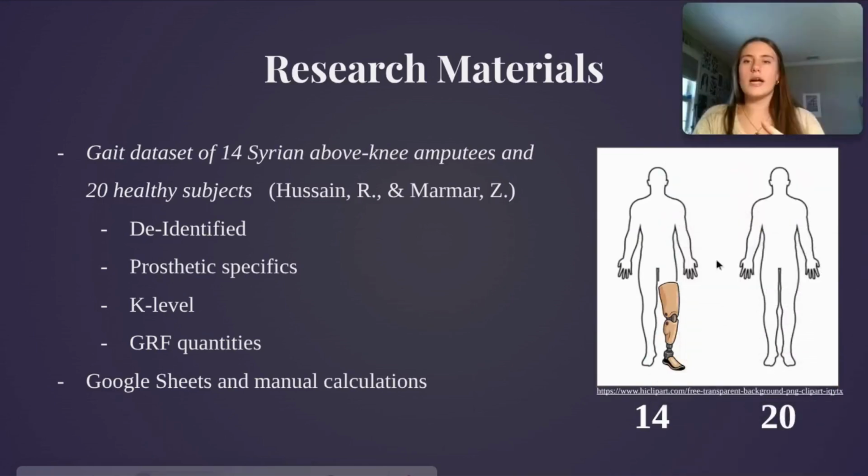So here, as shown, there are 14 patients who have intact limbs and 20 without. So for each of these patients, the data provided de-identified data with a number for each patient. The K level, so that's the intensity of their injury. For all of these, since they have substantial parts of their leg missing, they have a higher K level, and the ground force reaction quantities in various planes.